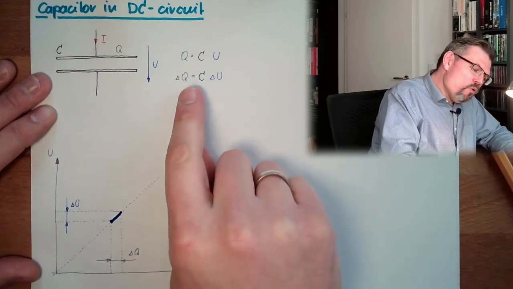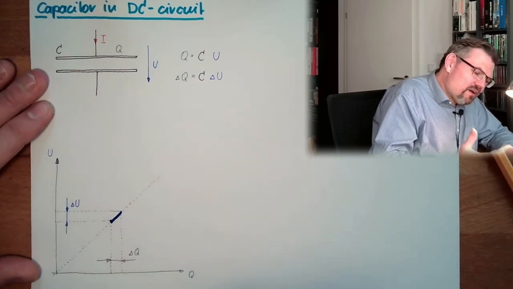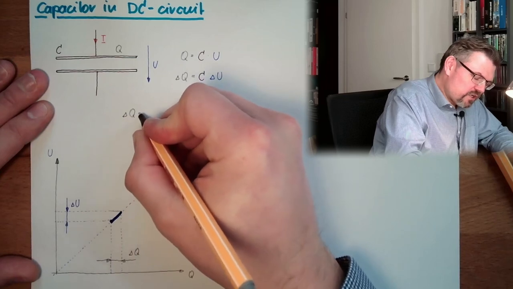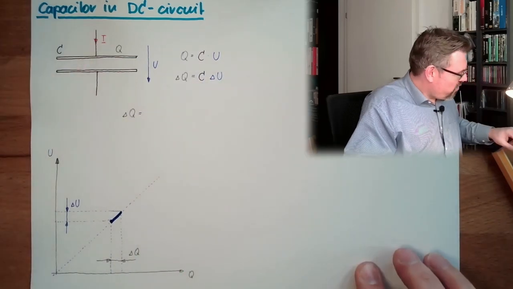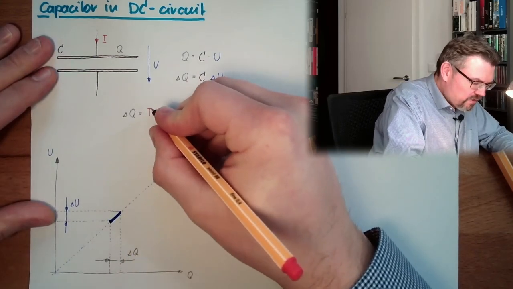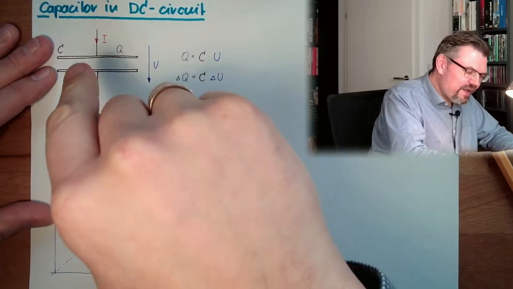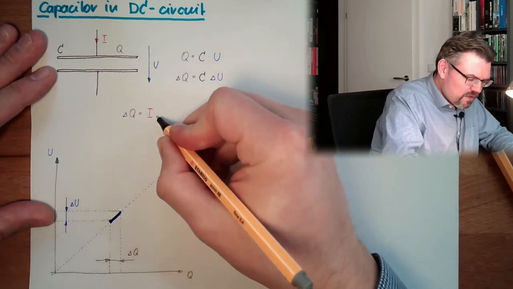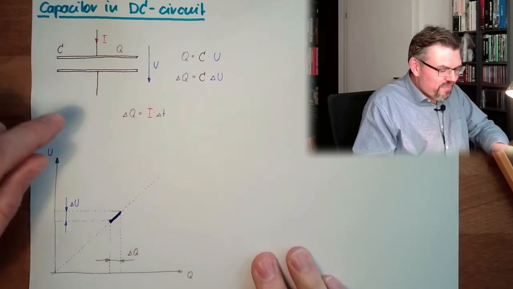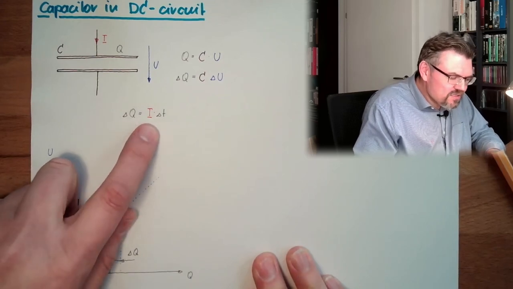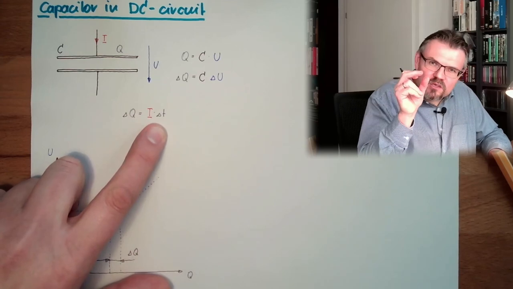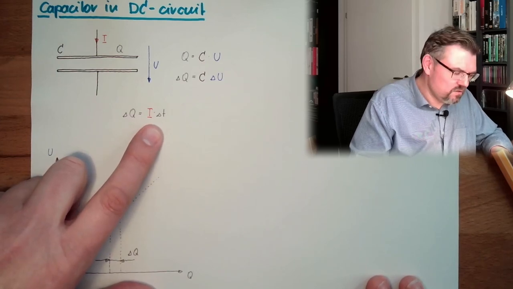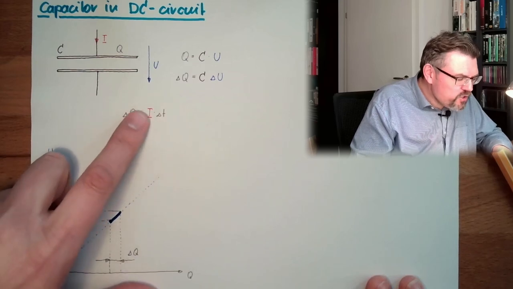And now let's think what is causing this delta Q. So we are changing the charge. The charge is changed by the current, by I. And because I is going inside this capacitor for a certain amount of time, delta T, the charge change is the current multiplied by the time which has passed. The current did flow into the capacitor. This is the amount of charge which is added to the capacitor.